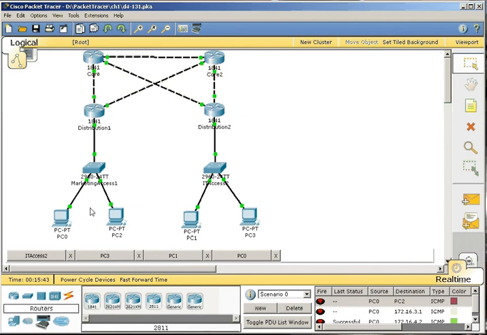So this is just an overview of how we can use switches, routers, and VLANs all in a network to create multiple networks on the same switches, so that we have separate control of computers.